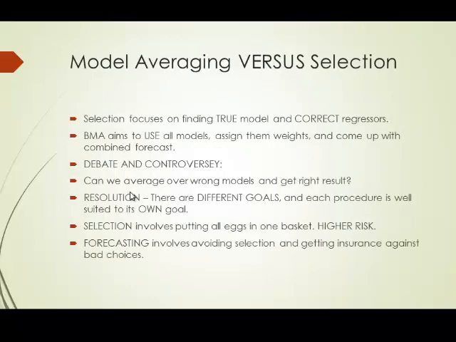So there is a controversy. There are actually two different goals in model selection. One is to produce a good forecast, and one is to find the true regressors. It turns out, and this is something about which there is a huge amount of confusion and debate, that there are two different goals and they have different strategies.